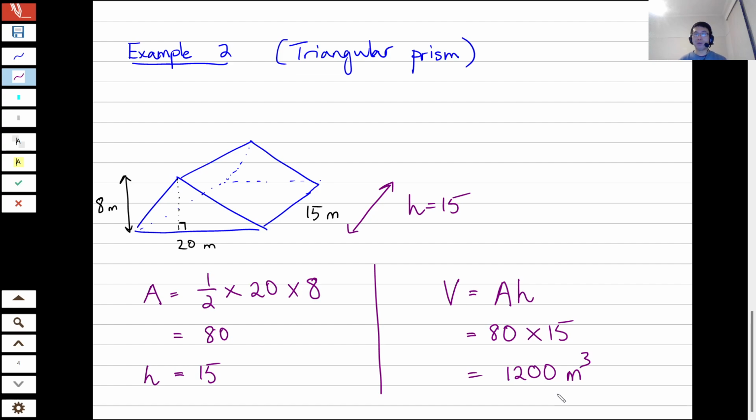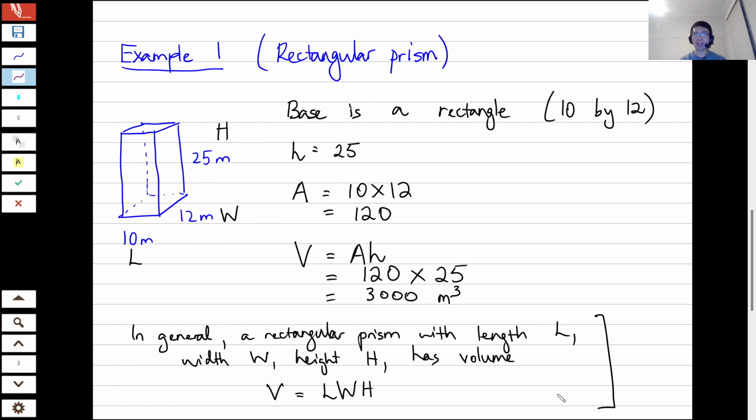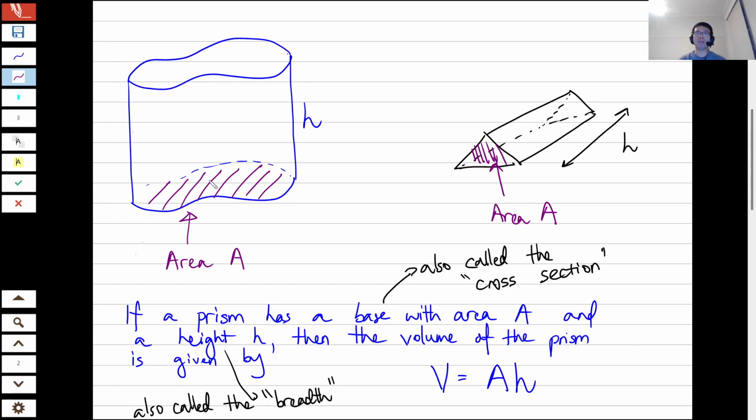Okay, so when you're dealing with prisms, the idea is very simple. Find the base area, capital A, and multiply it by the h, and you're done.